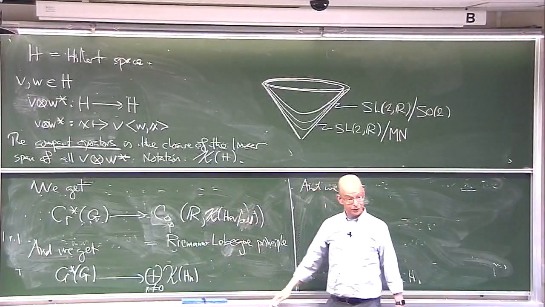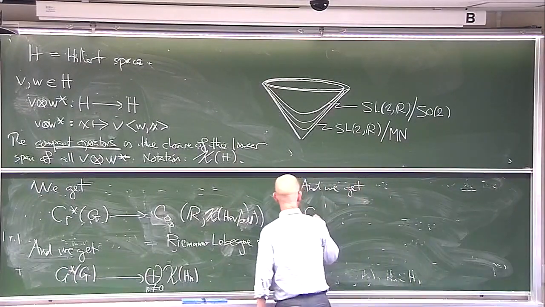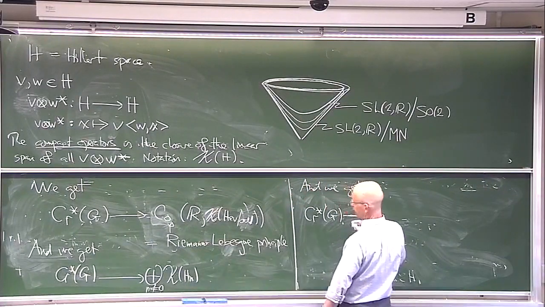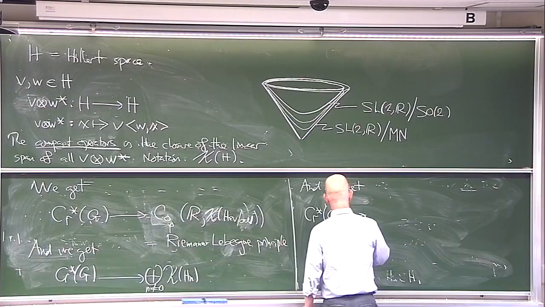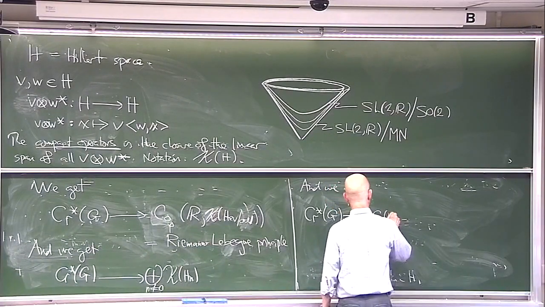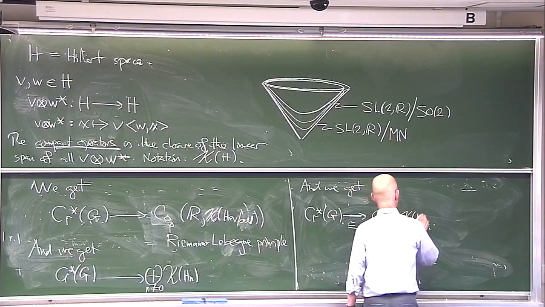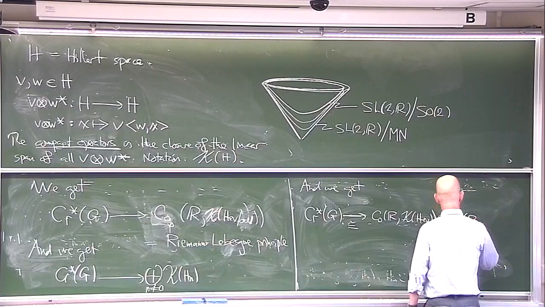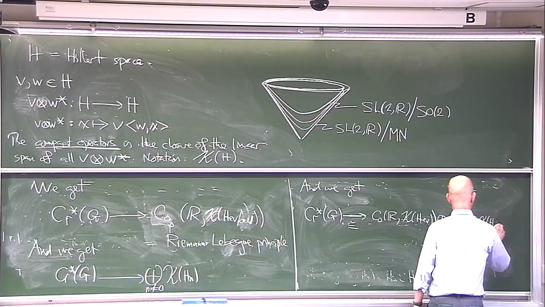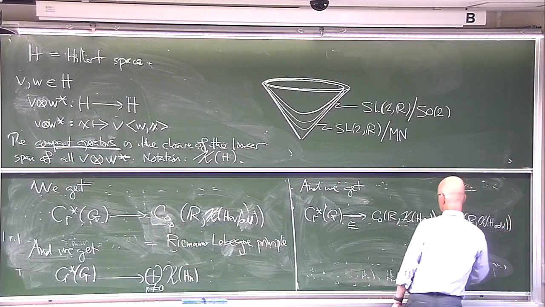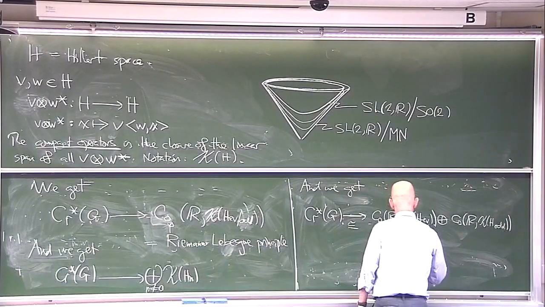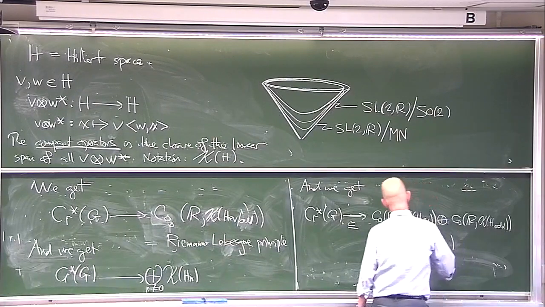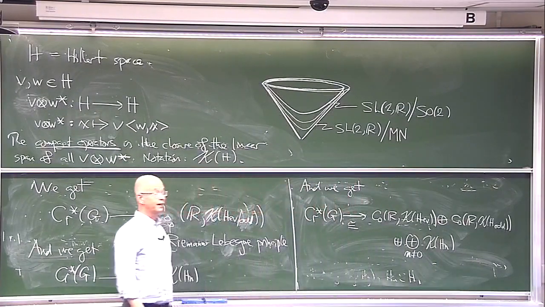And now you can package all of these bits together in a natural way. Here are the even ones. Here are the odd ones. When you package them together, you actually get an isomorphism of C-star algebras.